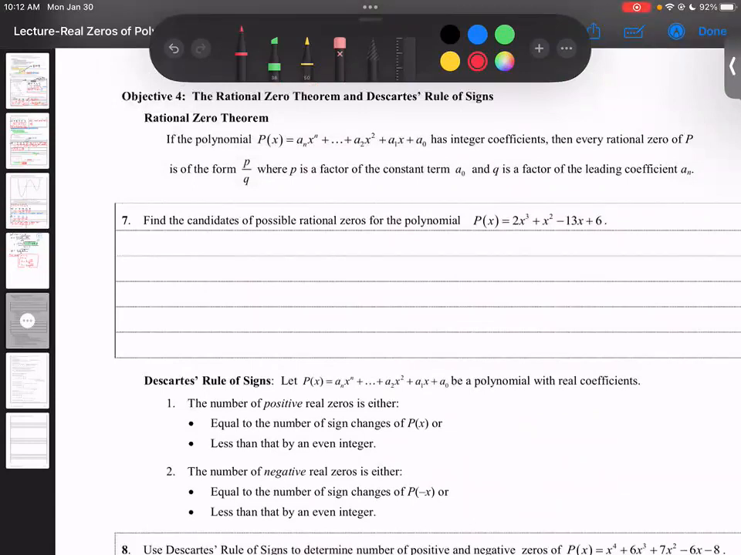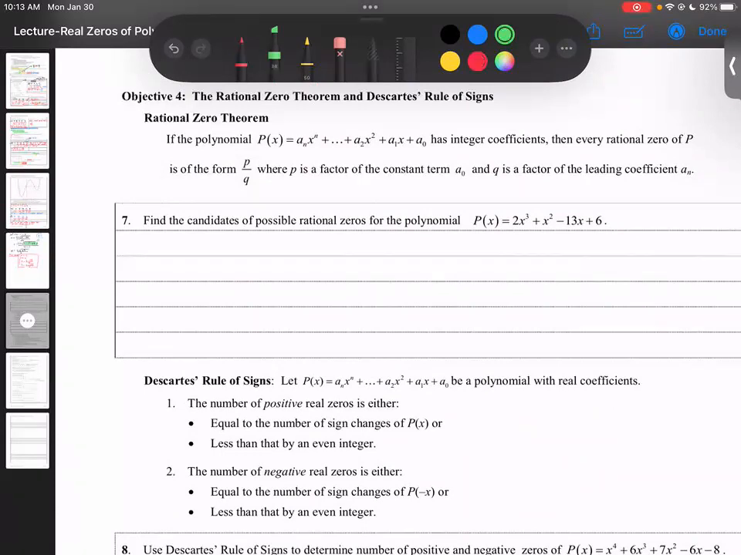Here is another theorem called rational zero theorem. It's pretty straightforward. Given the polynomial right there, P of x, I don't have to read it for you, where an is your leading coefficient, right? And a sub naught is your constant. Then the form P over Q, what is P and what is Q? P is a factor of a naught, of your constant.